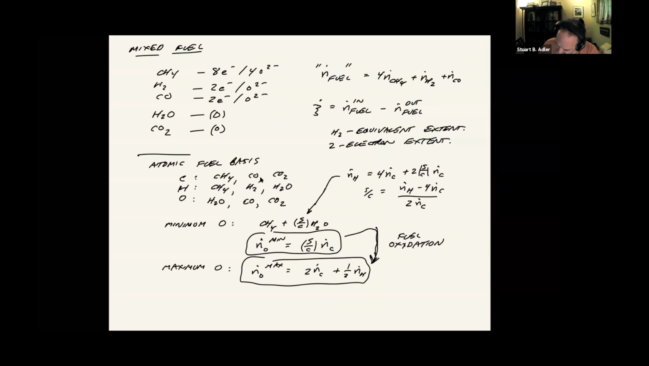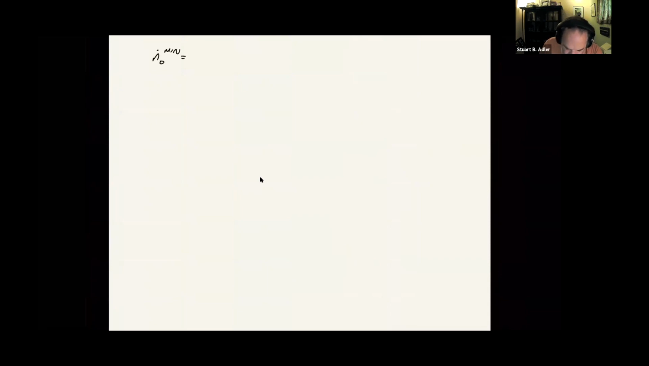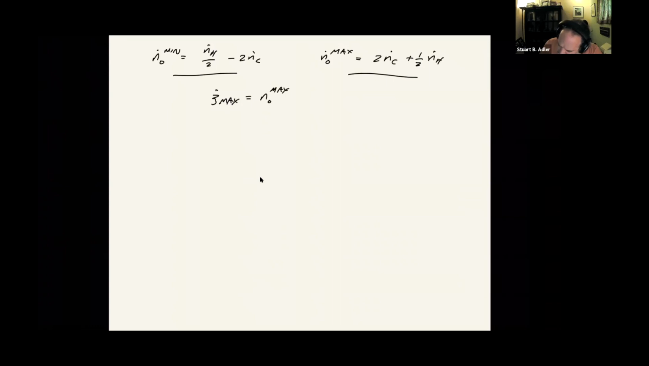So I can plug this in here and solve for that. And I get that the minimum oxygen is N dot H over 2 minus 2 N dot C. And N dot O max is 2 N dot C plus a half N dot H. So if I think about the difference between these two, that's the maximum extent of reaction that we could get. Xi dot max would be N dot O max minus N dot O min, which is 4 N dot C. And this would be true of any hydrocarbon.